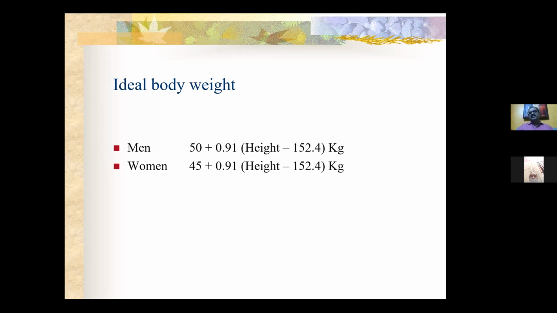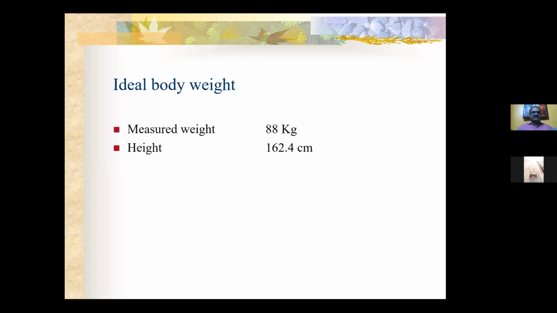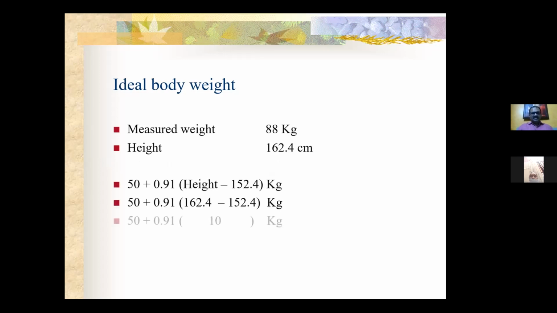6 to 8 ml per kilogram of ideal body weight is the tidal volume. So this is one example that I'm going to give, how we are going to calculate. The measured weight is 88 and height of 162.4. Actually, the ideal body weight will come around 60 kilos only.